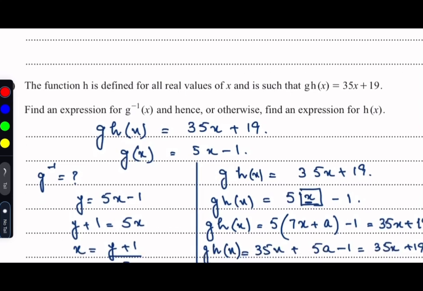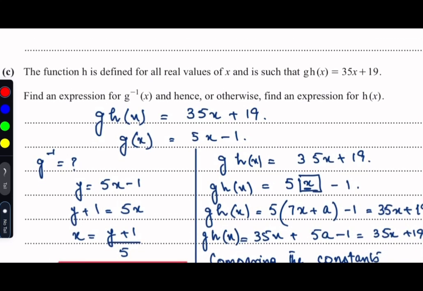Part C of the question. Now for part C, it's a 3-mark question. Function h is defined for all real values of x and is such that g of h is equal to 35x plus 19. Find an expression for g inverse and hence or otherwise find an expression for h of x.